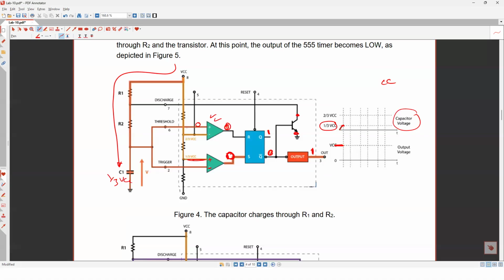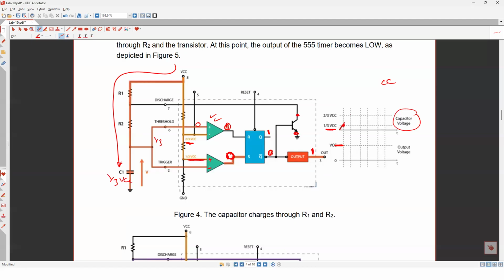Why? Because this input here is 1/3 and this is 2/3. So the negative is greater than positive. So in this case, 0, 0 means no change, as I told you. So there is no change in the circuit. Everything is the same. Output is 1. So the first milestone here, when we hit 1/3 VCC, nothing will happen, okay?